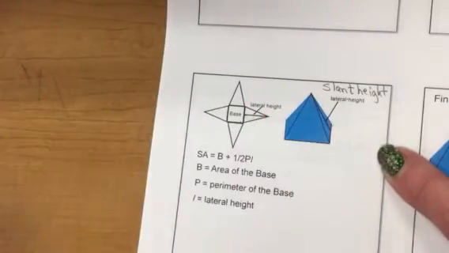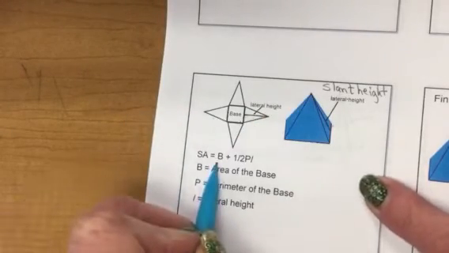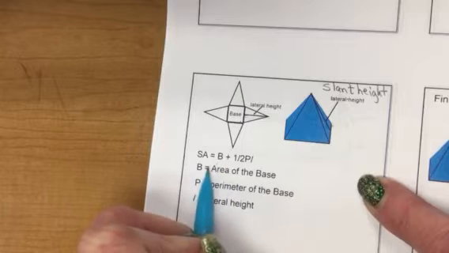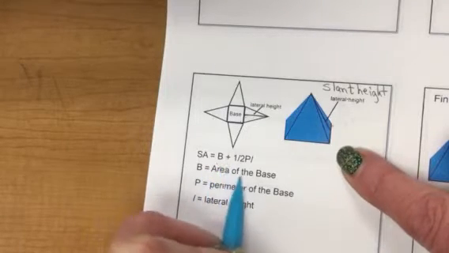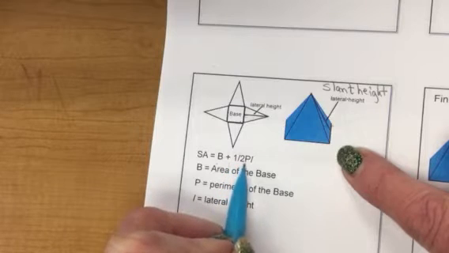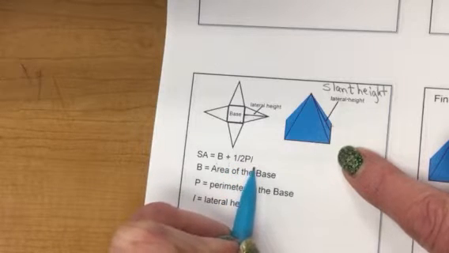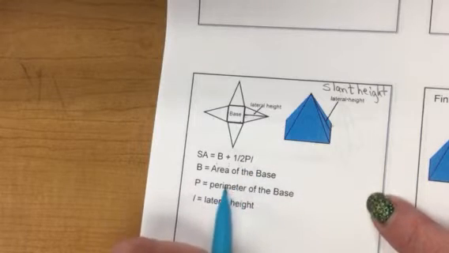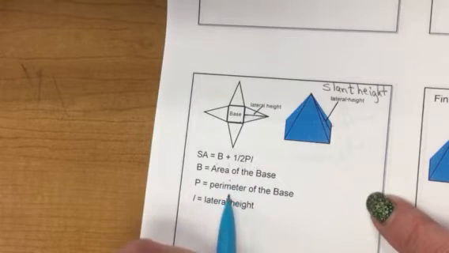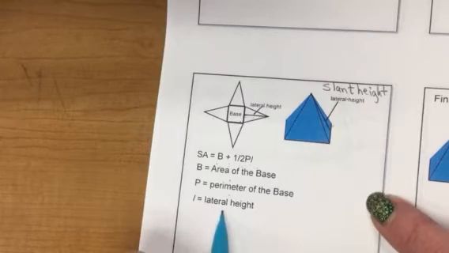Okay, slant height. Now the formula is a little bit different. Surface area is capital B, because there's only one base, plus 1/2 the perimeter times L. Half perimeter times slant height L. Area of the base, perimeter of the base, lateral height.